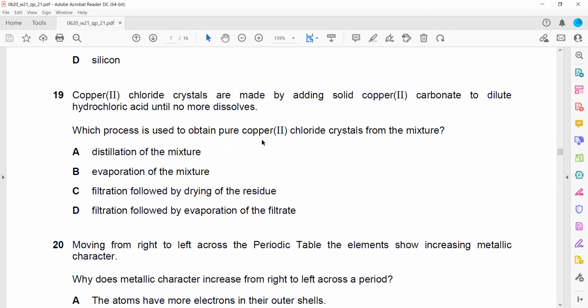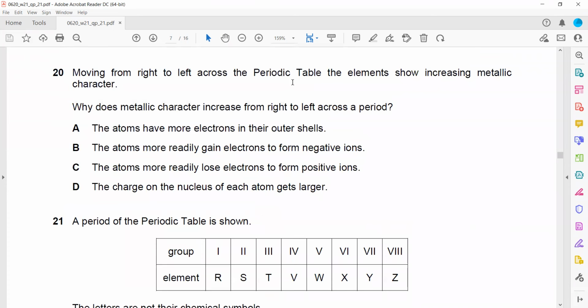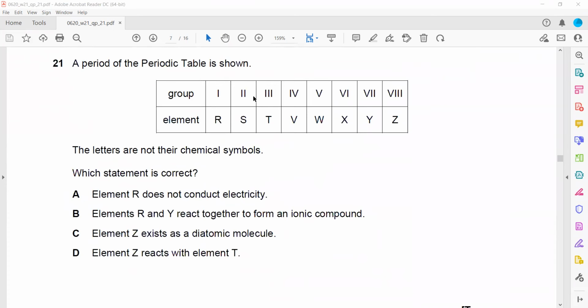Starting from question 21 onward. In question 21, the period of a periodic table is shown. The letters are not their chemical symbols. Which statement is correct? You can also use the chat to state the answer.